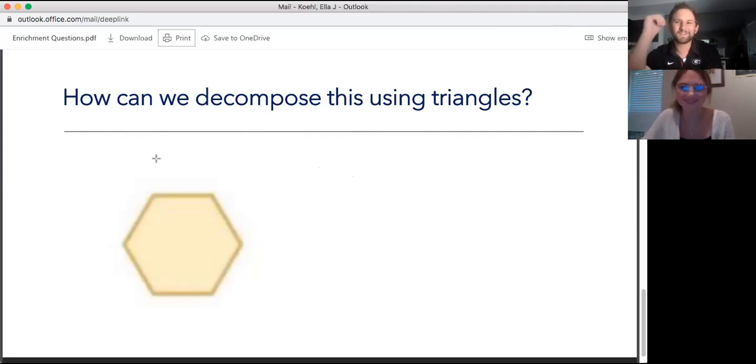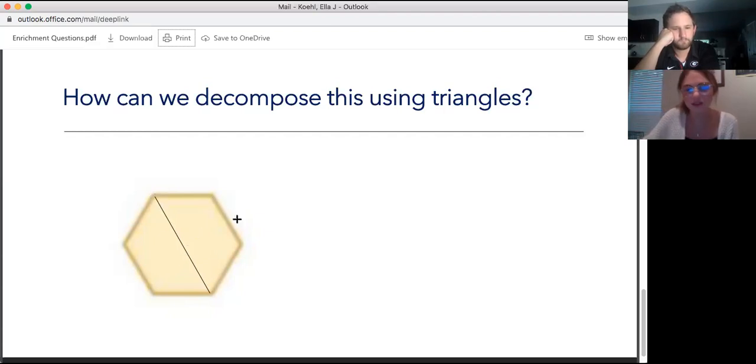Welcome back. Ms. Koehl is going to show you how we can decompose this. Okay, so let's draw a straight line from point to point. Here we have 2 trapezoids, just like Coach Siegel said. We could break this up, but we're looking for triangles. So I'm going to connect each dot or vertice to the parallel opposite side.